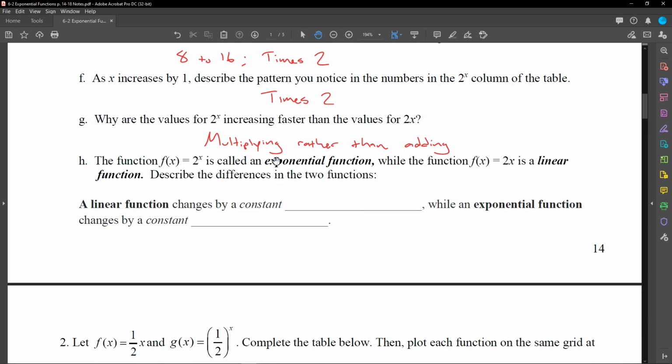F of x equals 2 to the x is an exponential function, whereas f of x equals 2x is a linear function. The difference between the two is that a linear function changes by a constant difference, whereas an exponential function changes by a constant ratio. Or in other words, a linear function has an additive rate of change. We're either adding or subtracting a constant amount, whereas an exponential function has a multiplicative rate of change. We are either multiplying or dividing by a constant amount each time.